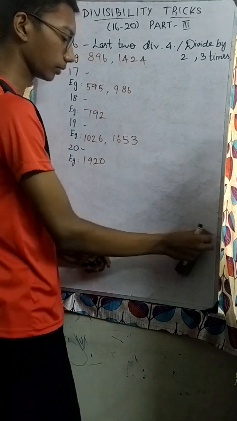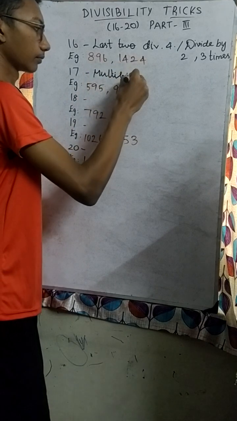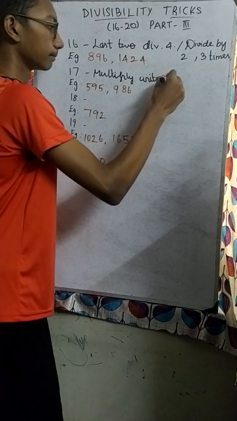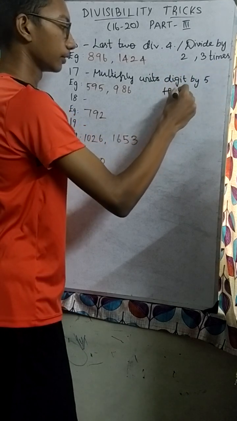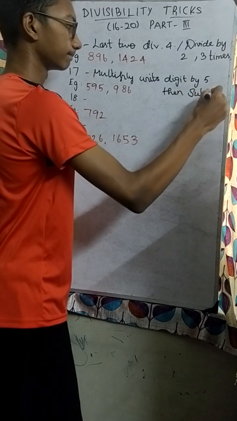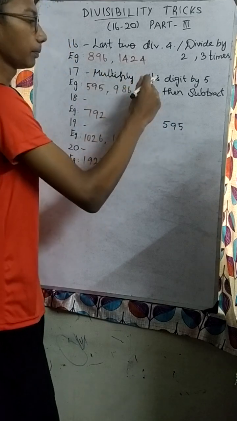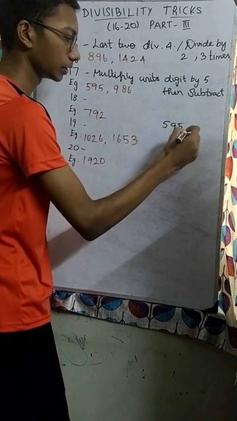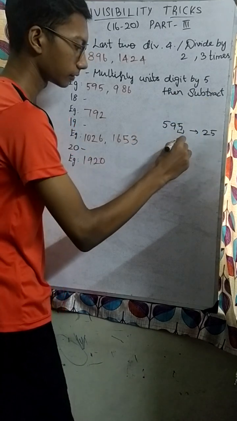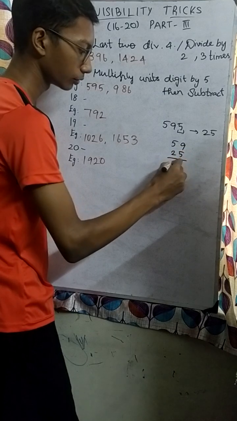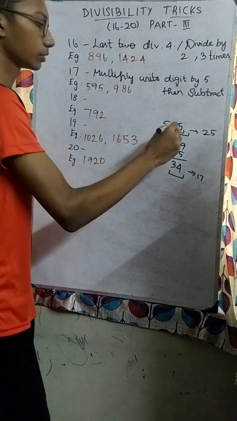Now let's get to the next number, that is 17. For 17, we need to multiply the units digit by 5, then subtract. Now let's take the example 595. Multiply the units digit by 5. This is the units digit in this number. If we multiply 5 by 5, we get 25. Then subtract, that is 59 minus 25 gives 34. We know 34 is divisible by 17. So this number is also divisible by 17.